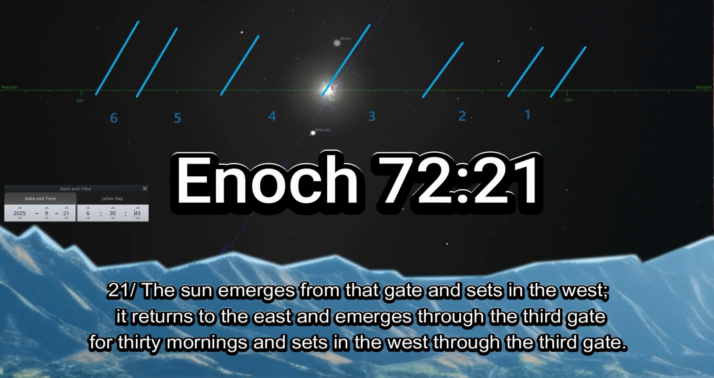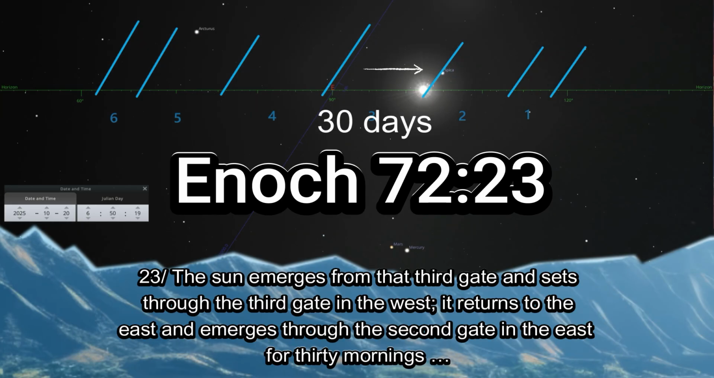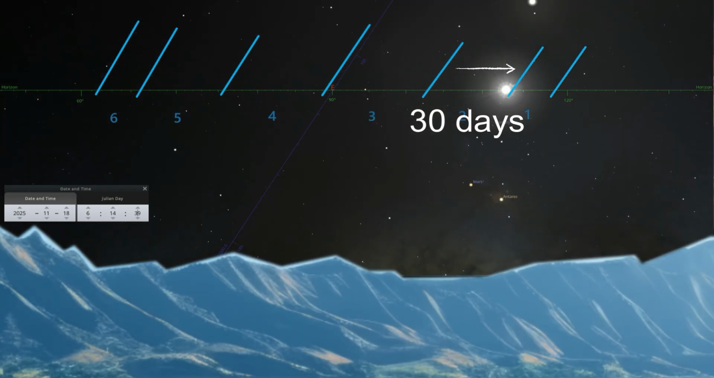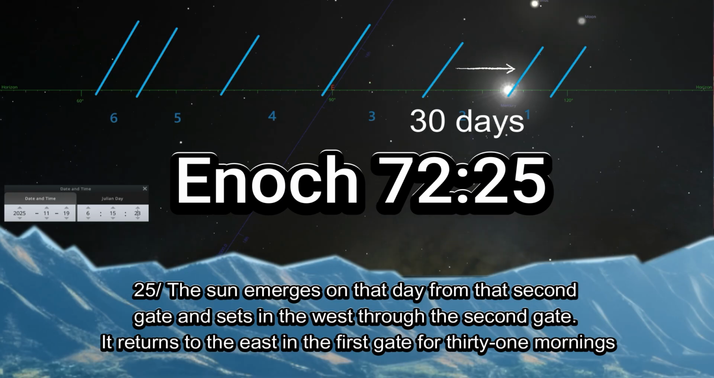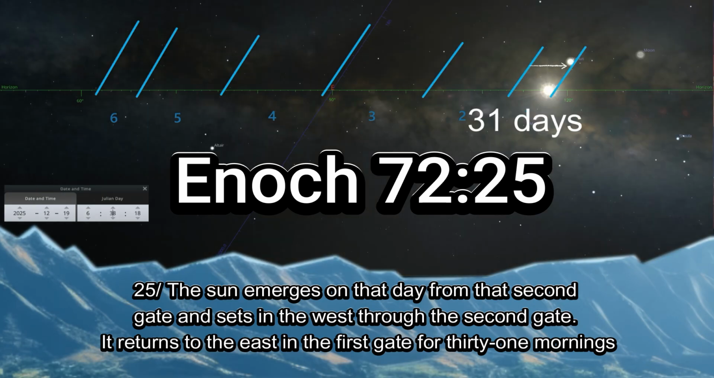It returns to the east and emerges through the 3rd gate for 30 mornings and sets in the west through that gate. Enoch 72:23. The sun emerges from the 3rd gate and sets through the 3rd gate in the west. It returns to the east and emerges through the 2nd gate in the east for 30 mornings. Enoch 72:25. The sun emerges on that day from the 2nd gate and sets in the west through the 2nd gate. It returns to the east in the 1st gate for 31 mornings.